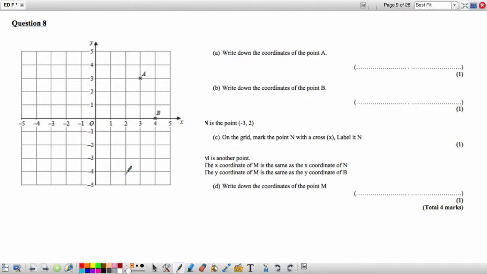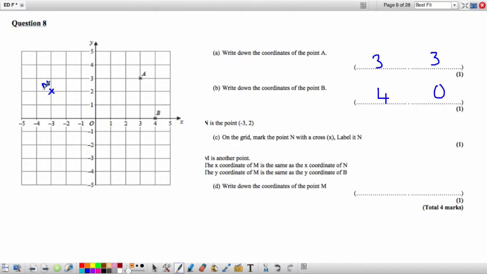Question number 8. Write down the coordinates of point A. Our coordinates of point A, x first is 3 and y 3. So we have here 3, 3. The coordinates for point B, we have 4, 0. We're then told that N is a point -3, 2. So x is -3 and 2 up here. And asked to mark this on the grid and label N.